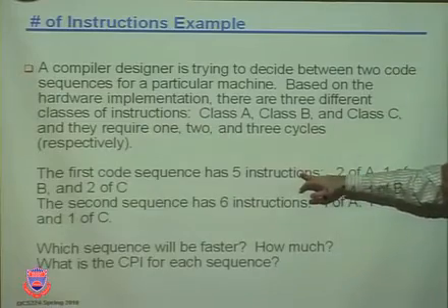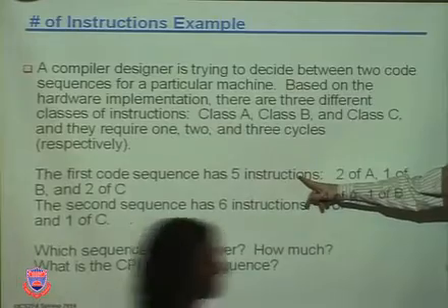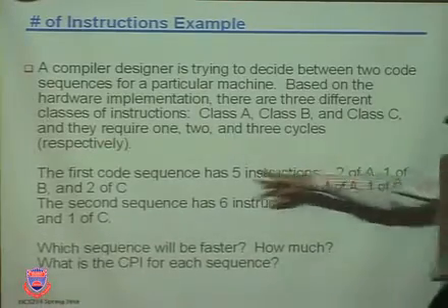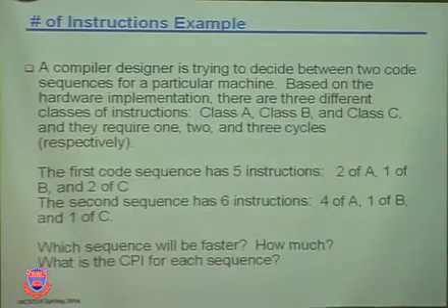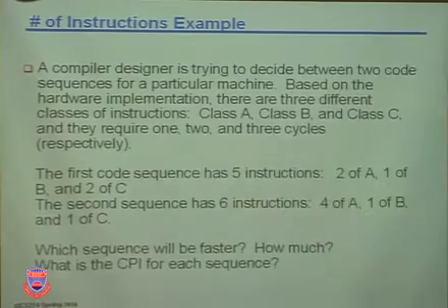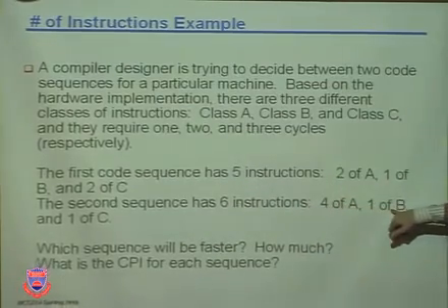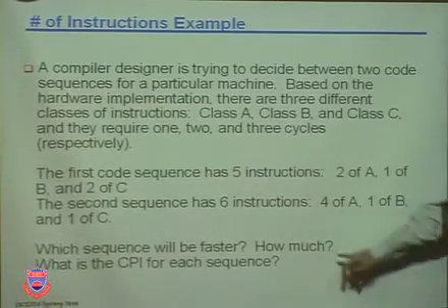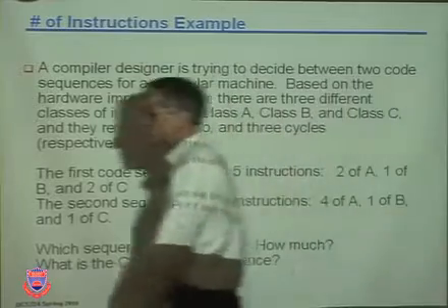The first code sequence that the compiler is thinking about doing has got 5 instructions. And the 5 instructions are 2 Class A, 1 Class B, 2 Class C. I think you could figure out the CPI right now. The second sequence has 6 instructions. So it's got a bigger I, but 4 of Class A, 1 of Class B, and 1 of Class C. Which sequence is going to be faster, and by how much? What is the CPI going to be for each sequence?